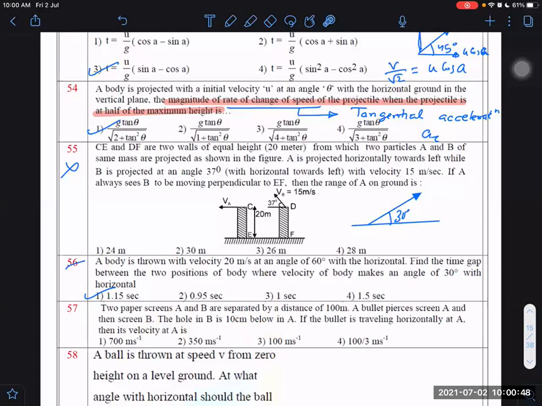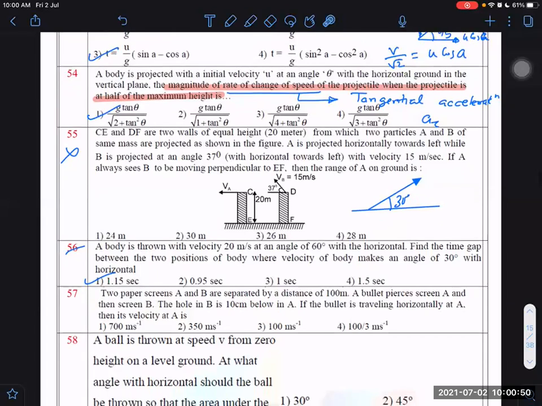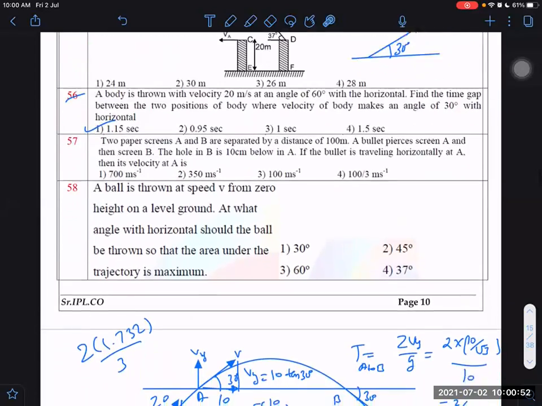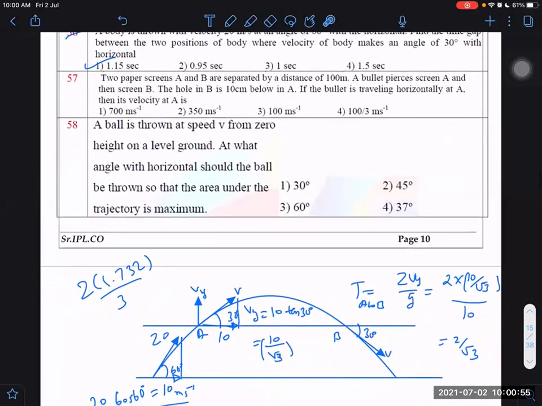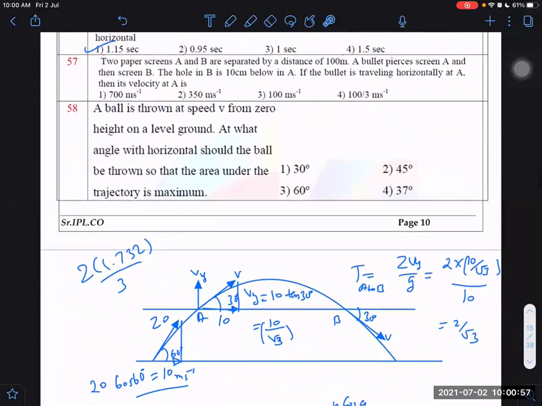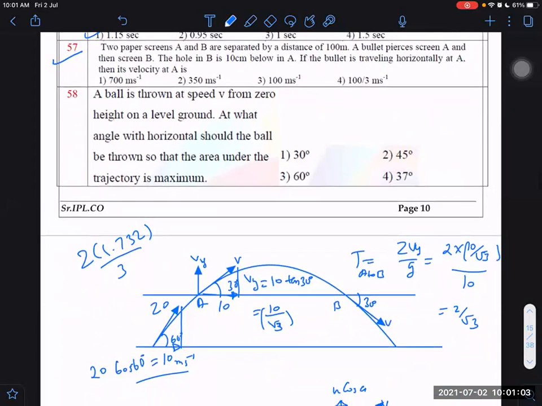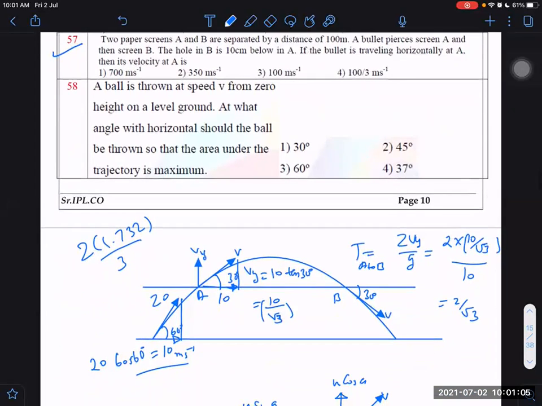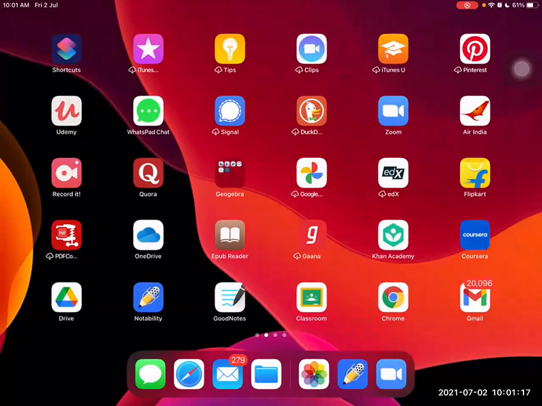Okay. 57. Do this one. Can you do it? I lost you again. No, sir. No, sir.